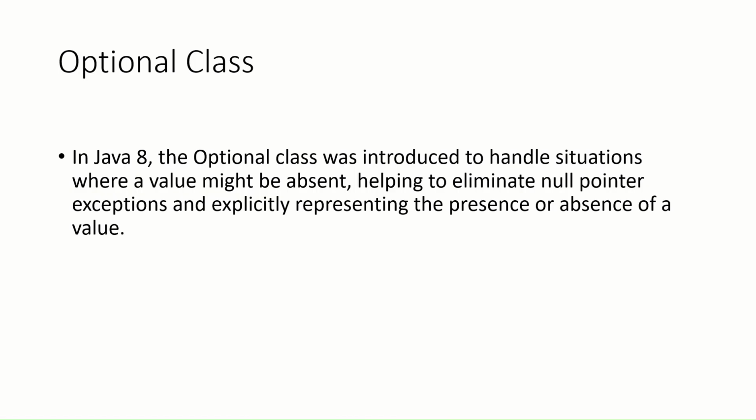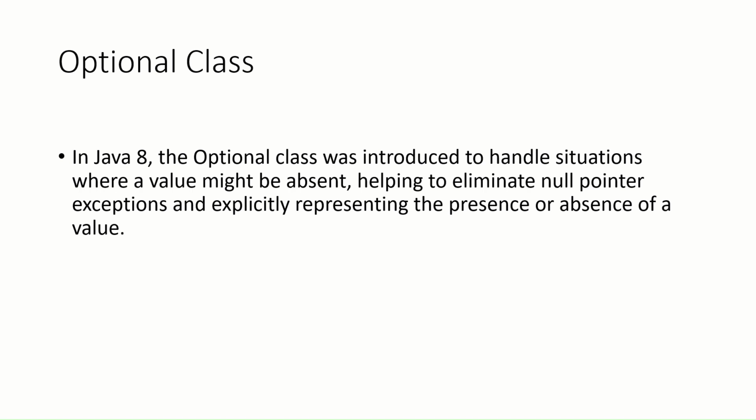So what is the Optional class? In Java 8, the Optional class was introduced to handle the situation where a value might be absent. So let's say you forgot to provide some value to some variable, and when you are not providing anything, that value automatically becomes null. So in Java 8, the Optional class was introduced to handle the situation where a value might be absent or where the value is null. This is the main purpose of the Optional class.